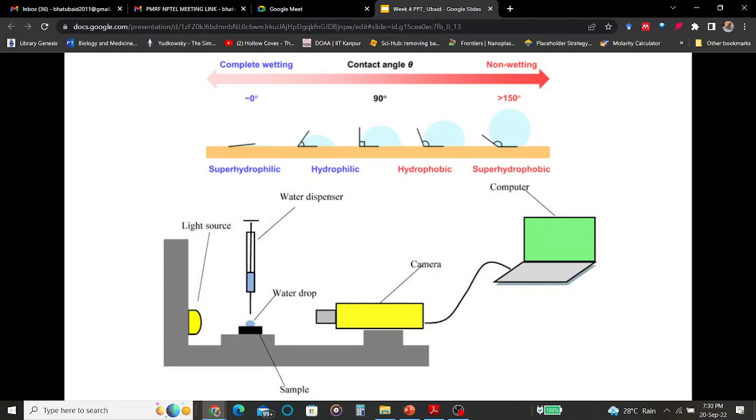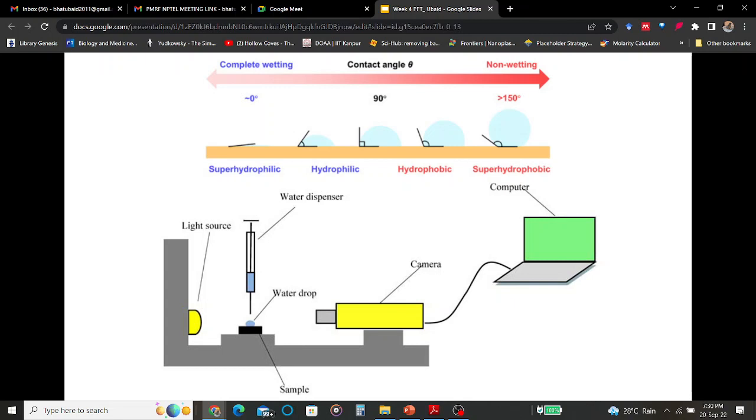Like in the upper picture, you are seeing that there are different types of surfaces: superhydrophilic surface, hydrophobic surface, and superhydrophobic surface. So super means highly hydrophobic, and hydrophobic means normally hydrophobic.